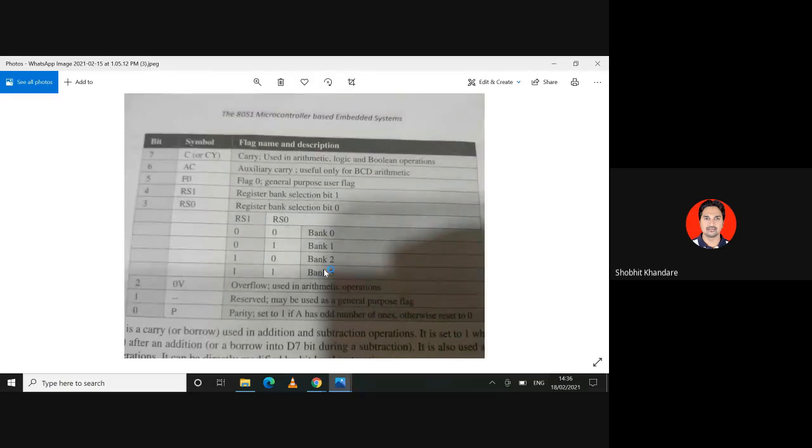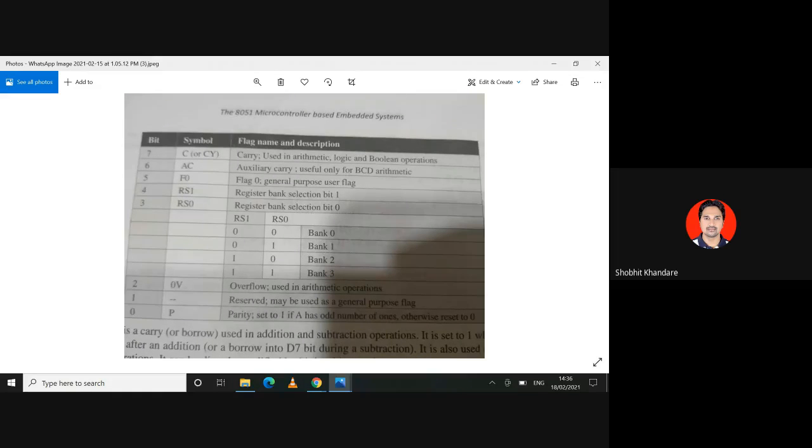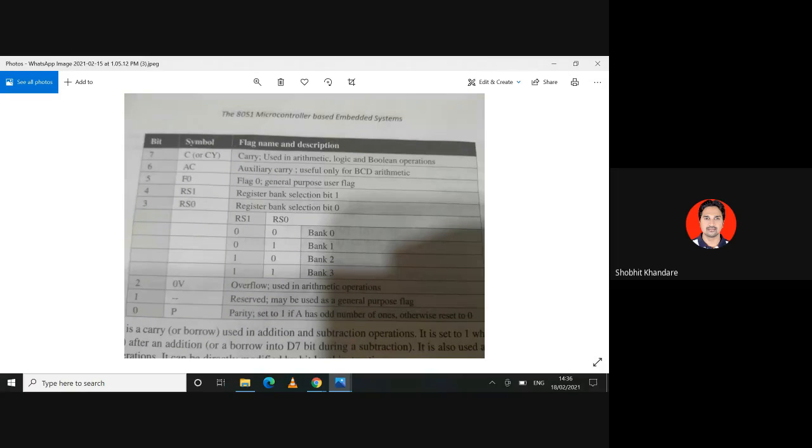Now we will go one by one. We will start with the LSB. So in the program status word, the first important thing is the byte address. Can any one of you tell me what is the byte address of PSW? Refer to the previous figure, the programming model you made, and tell me the program status word byte address. D0H. Yes, the byte address is D0H.